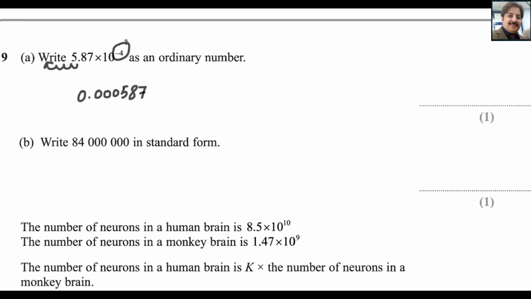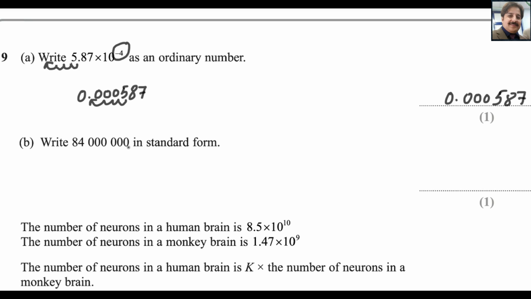If the power is negative, the point moves to the left side. Look at the power, 4 units. Before it was between 5 and 8, so from 5 it will move 4 units to the left. Count the numbers, they are 4. So the answer will be 0.000587.